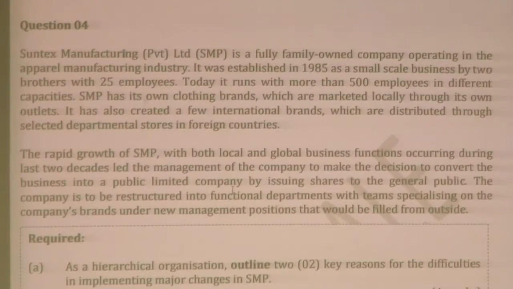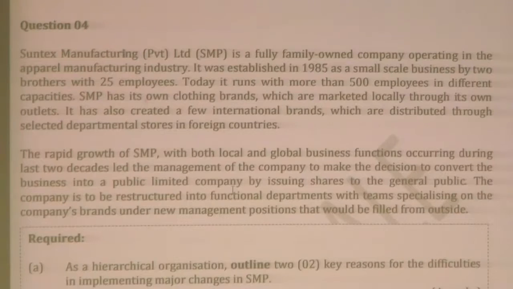Okay. It was established in 1985 as a small scale business by two brothers with 25 employees. Today it runs with more than 500. Now it has grown to a big company. 500 employees in different capacities.